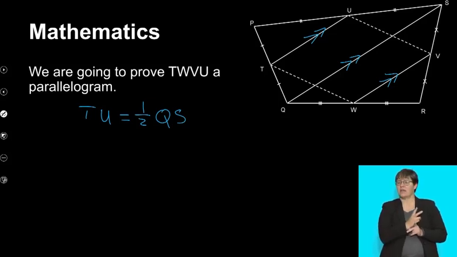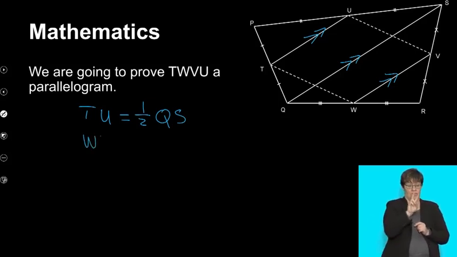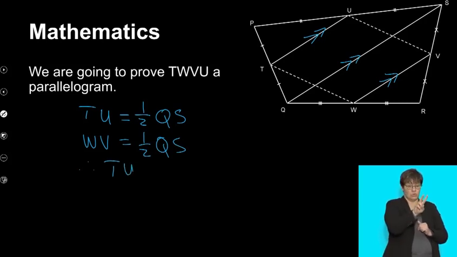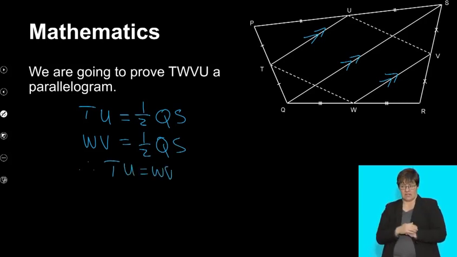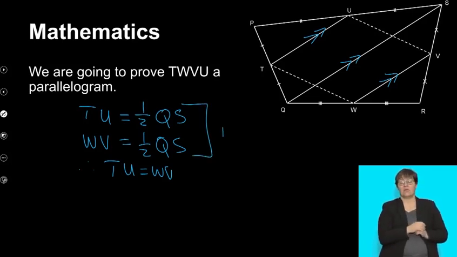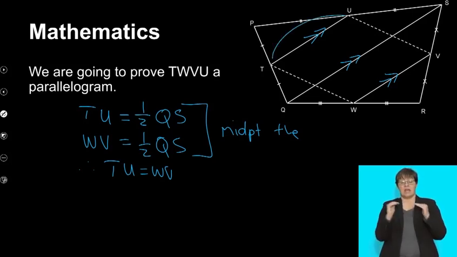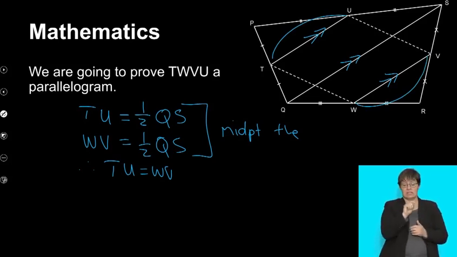And then I know also that my WV is also equal to half of QS. So in simple terms, it means that TU is equal to WV. And then my reasons for both these two will just be the midpoint theorem, by the way. Midpoint theorem, right? And then now what have I done? I've proven that TU is equal to WV. Now what I need to prove is that TU is parallel to WV. Then I will be done.